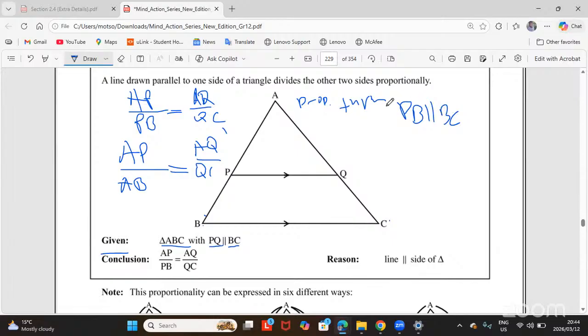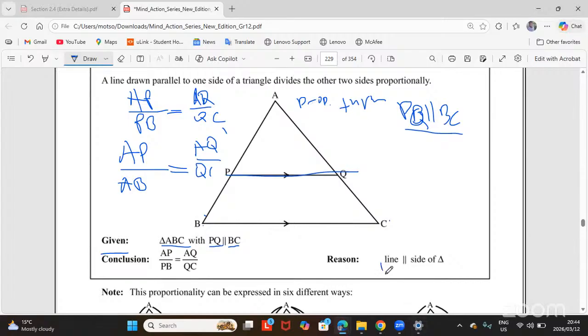So always we will use this reasoning that AP over PB is equal to AQ over QC. Then your reasoning being the proportionality theorem. After you state that this is the proportionality theorem, you need to convince the person you are talking to why you say so. Then you say that PQ, which is this line, is parallel to BC. I hope that makes sense.